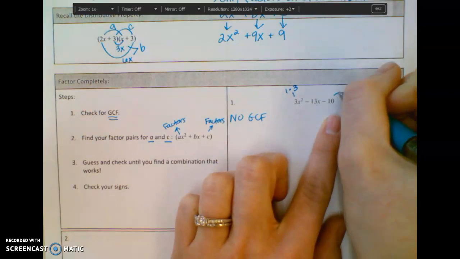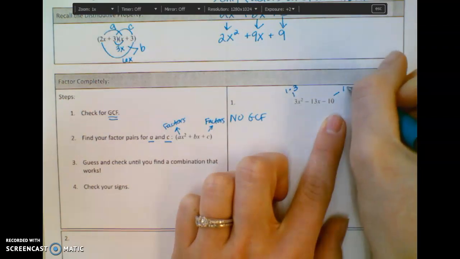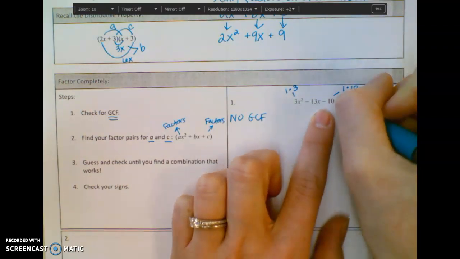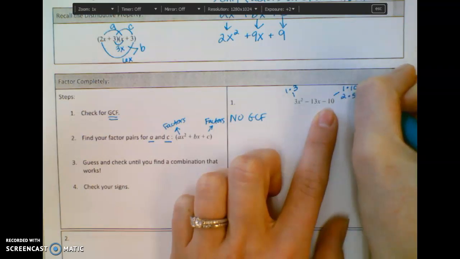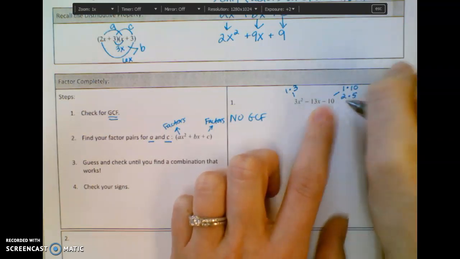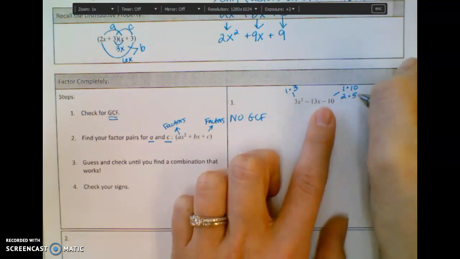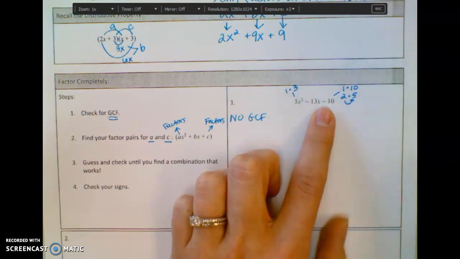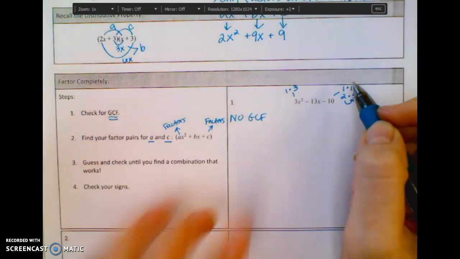What about the factors of 10? Well, we know the factors of 10 are 1 and 10. Does 2 go into 10? Yes. 2 and 5. Does 3 go into 10? No. Does 4? No. Does 5? Well, we have looped around. So 1 and 10 and 2 and 5.